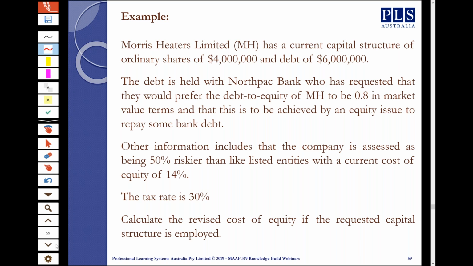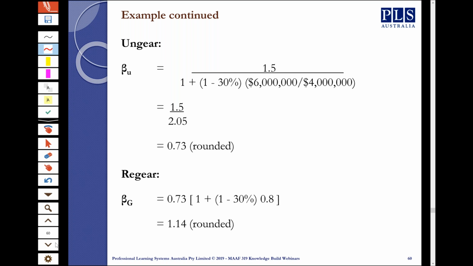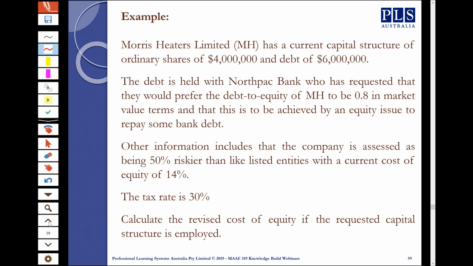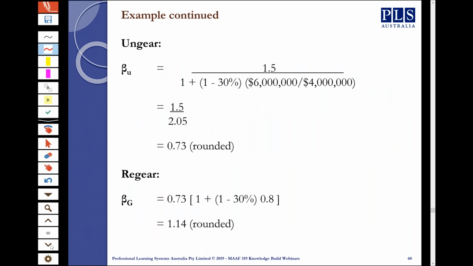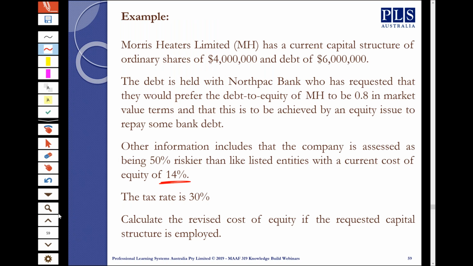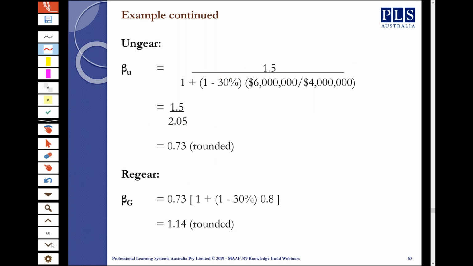So note, we've got to start by calculating the current cost of equity, which was given to us as 14%. We've then got to do our ungear and re-gear. So our ungear, note how I've taken the current beta as 1.5 because we're 50% riskier than the market. We divide that through by 1 plus (1 minus 0.3), noting they've told us we've got 6 of debt, 4 of equity. So 1.5 on 2.05 gets us 0.73.